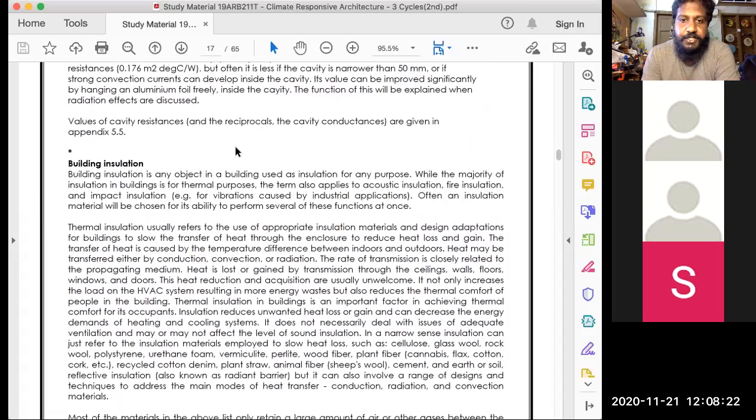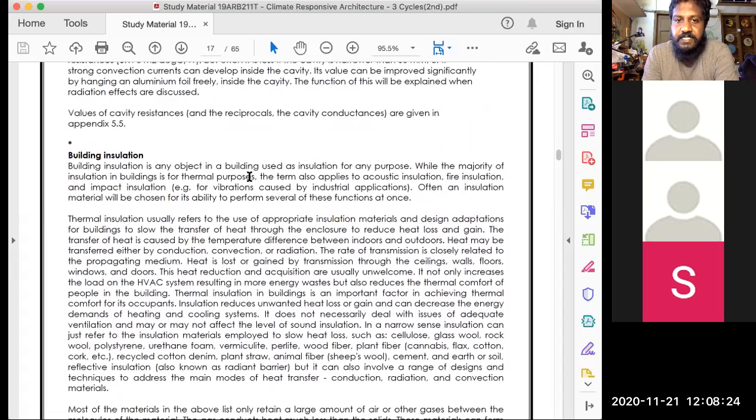The building insulation here, there are various descriptions. As I told you, what is the reason why we need to have building insulation? One is, in a colder place, we need to have a very cozy, warm interior. Whereas in a hot place, we want a comparatively cooler interior. So in this way, we need to look into two things.